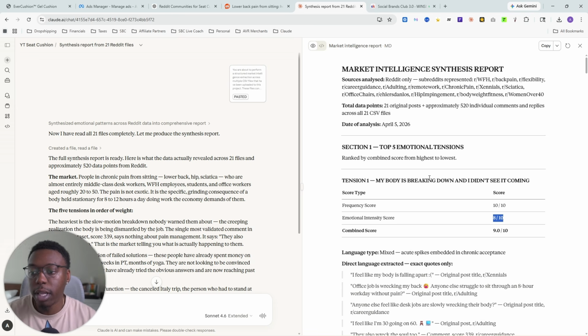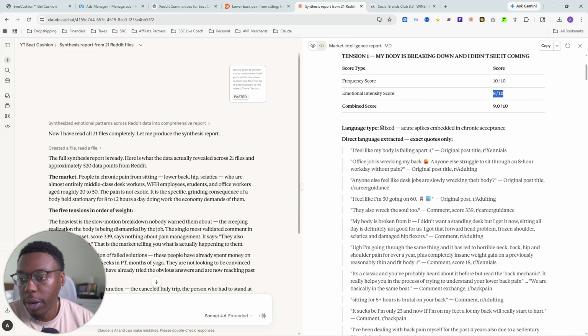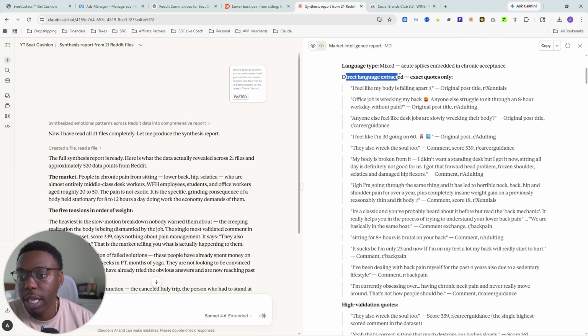So this is going to be the number one tension point, and this is where I would launch my first set of ads around this specific tension point. My body's breaking down and I didn't see it coming. So we're going to see here that the language is mixed, acute spikes embedded in chronic acceptance. So there's going to be direct language extracted.